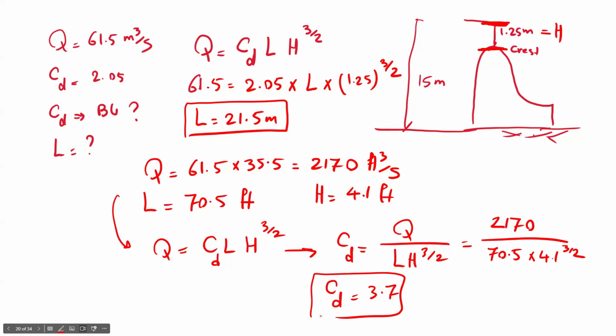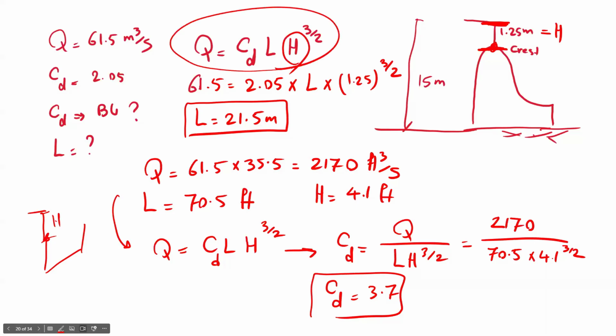So for this type of question, read the question first because you need to find the head. Again, head is whatever is above the crest. For this one, crest is here. For a weir, crest is whatever is above the weir. So these are your H. Whenever you are using this equation, H is whatever is above the crest.